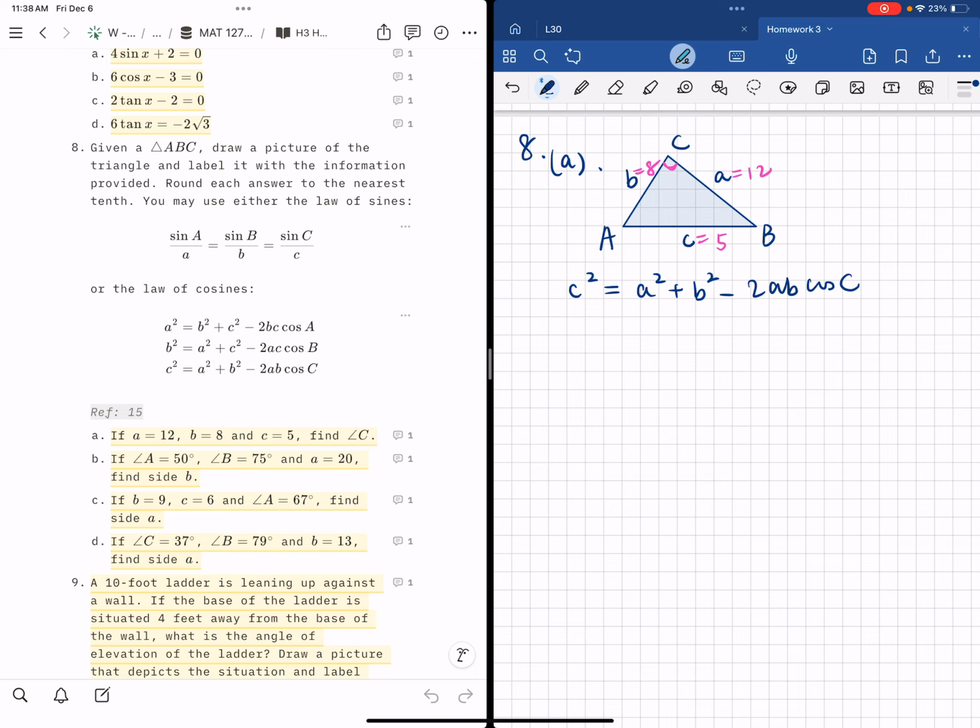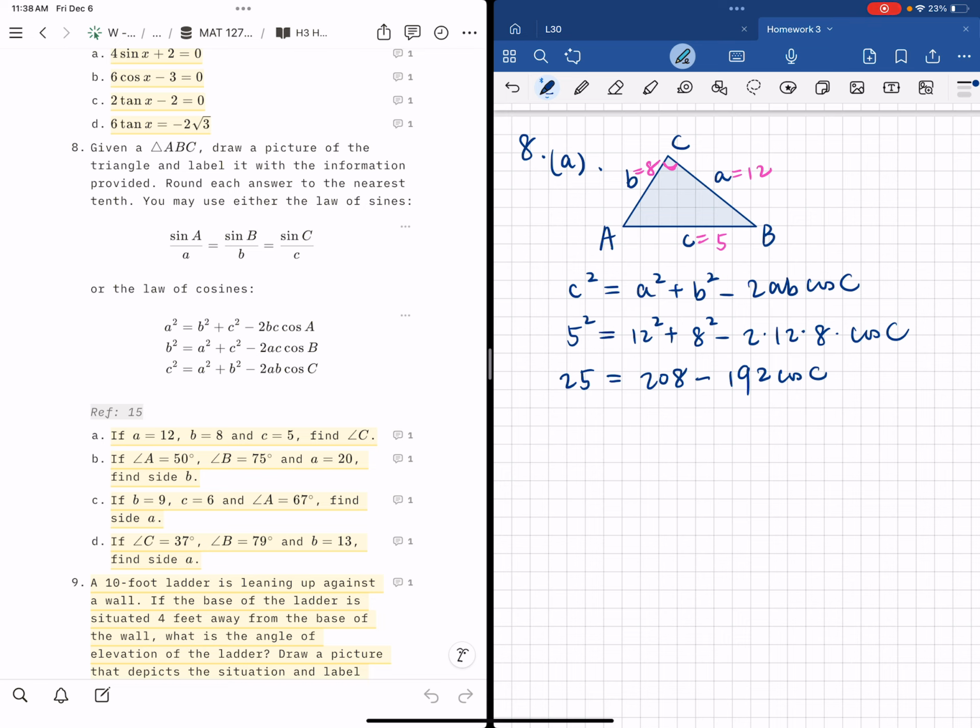And now let's plug it in. C is 5. So 5 squared equals 12 squared plus 8 squared minus 2 times 12 times 8 times cosine of C. And you just need to solve this equation for cosine. With your calculator, you should get 25 equals 208 minus 192 cosine of C. So this part, you just use your calculator, calculate what's 12 squared plus 8 squared, what's 2 times 12 times 8, and what's 5 squared.